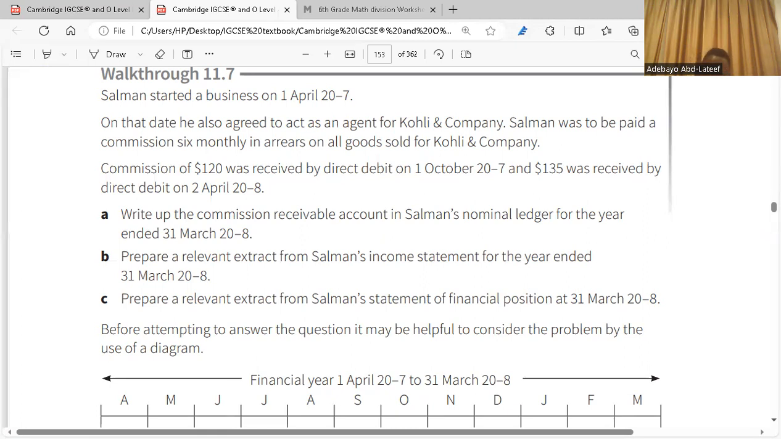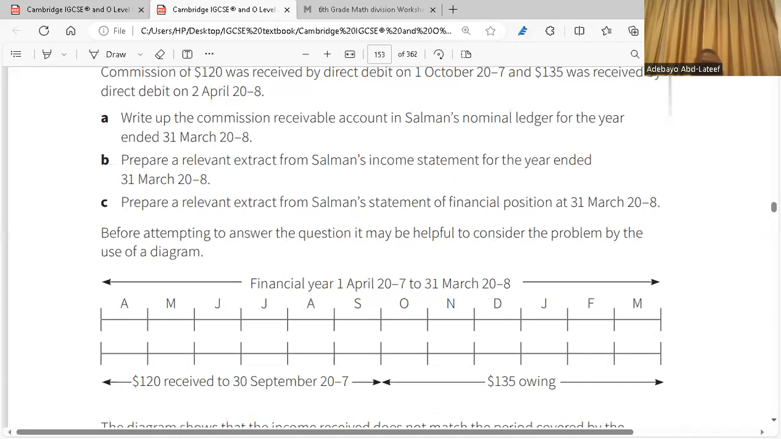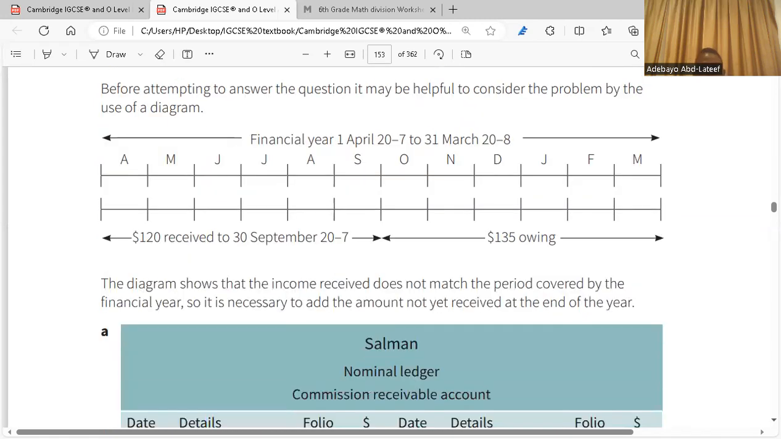Yes or no? Yes. That's income received. So now they said, write up a commission receivable account. Now we want to prepare a commission receivable account for Salva. That's a nominal ledger. So how do you prepare that?